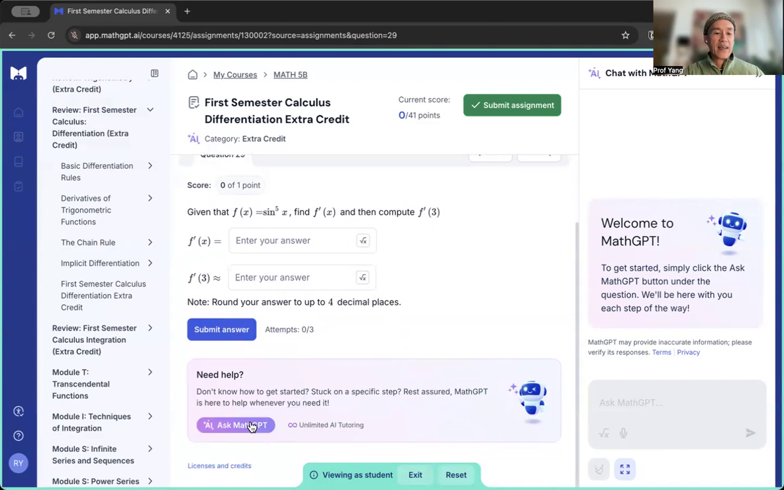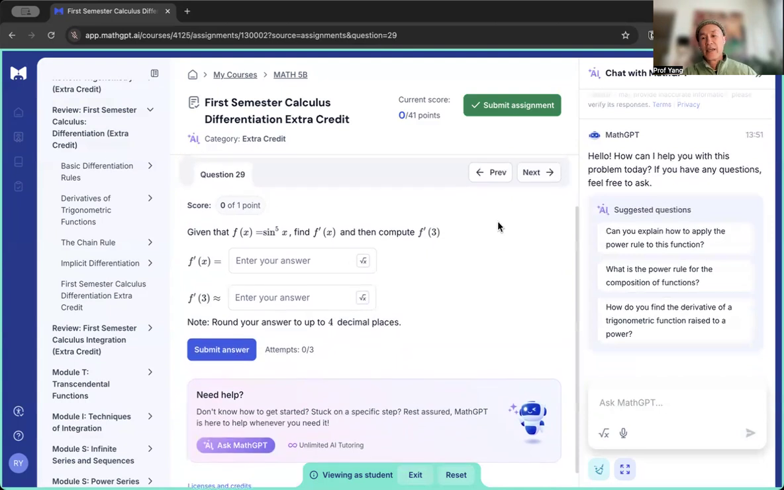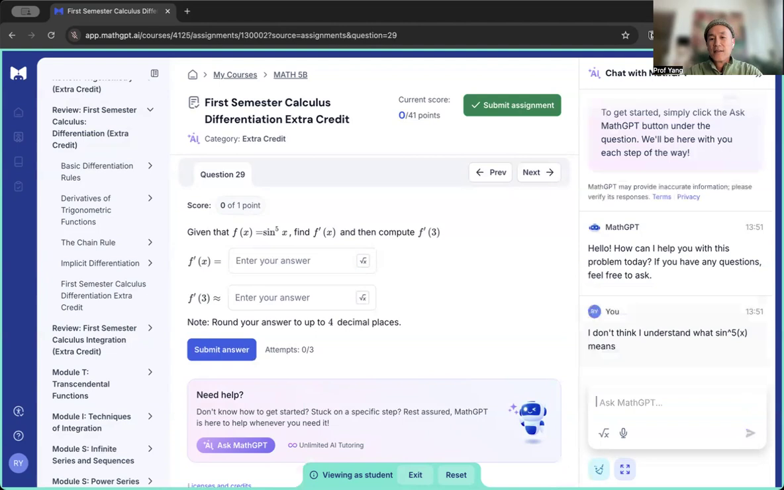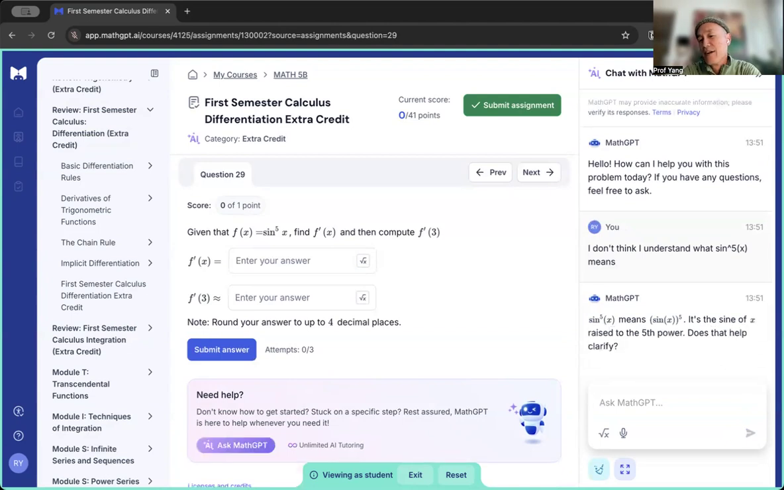I could click on the Ask Math GPT, and now I can interact with the AI agent. What could I say? I could say, I don't think I understand what sine, I'm going to put a caret to do the exponent, to the fifth x means. Let's see what it says. So if you don't understand the math notation, you just ask it and then it tells you. And then it says, does that help clarify? I mean, you could say yes, whatever.